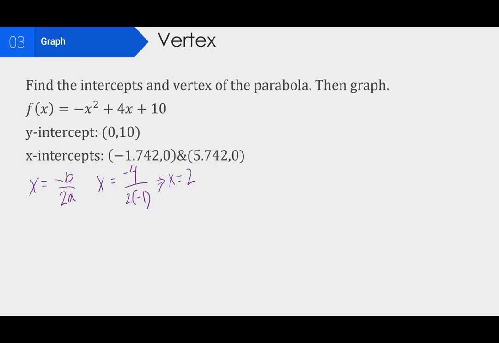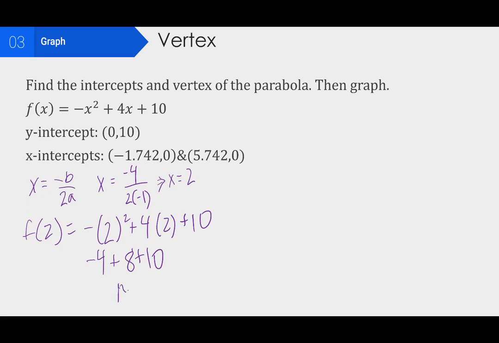And then we plug that back in to find the y value. So we're going to find f of 2, plugging in that positive 2. So 2 squared is 4, with the negative out front is negative 4. 4 times 2 is 8. Add those all together left to right and I get 14. So that means my vertex is the point 2, 14.